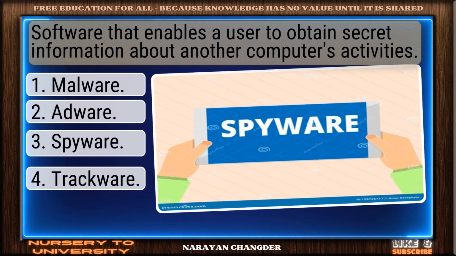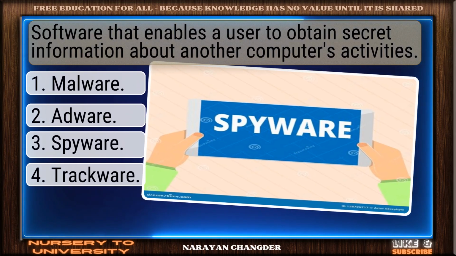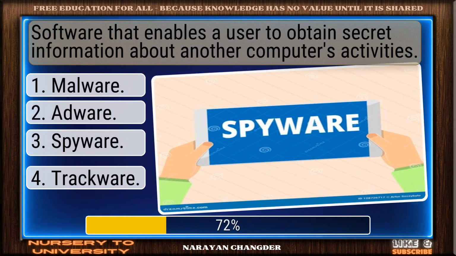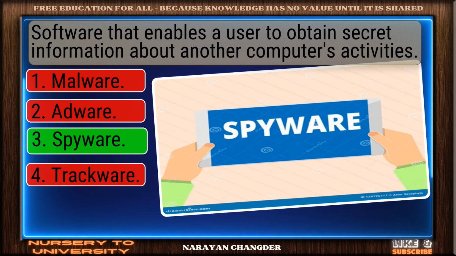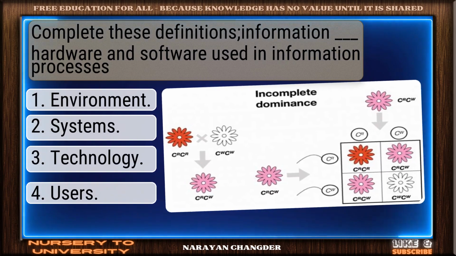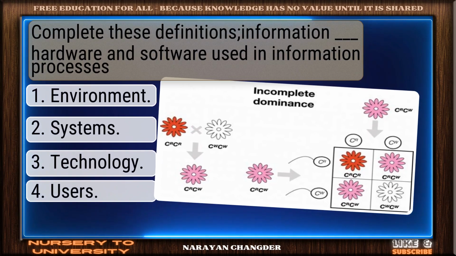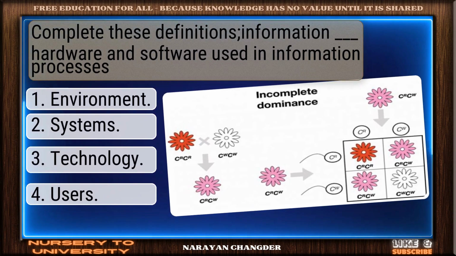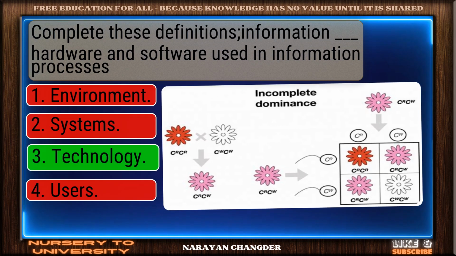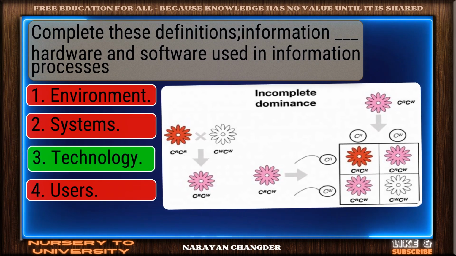Software that enables a user to obtain secret information about another computer's activities. Nice work. Spyware fits perfectly. Complete these definitions. Information dash hardware and software used in information processes. You got it. Technology fits.